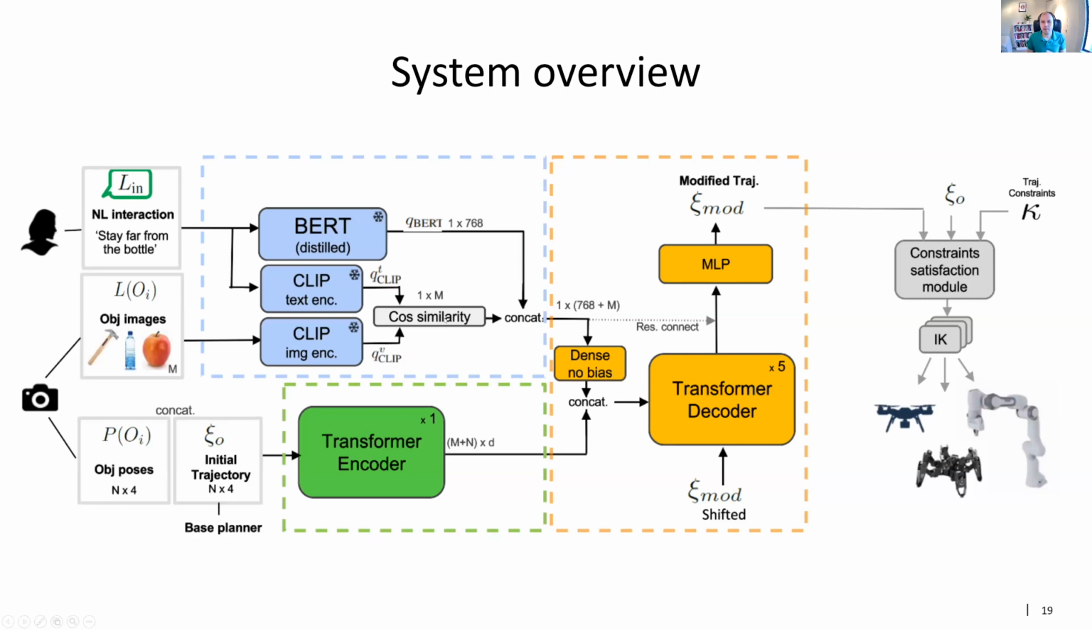Then we trained a few transformer layers on top of these features coming from the language commands, from the images of the environment, and from the geometrical data of the scene. We assumed that we had some object detection network that would find the positions of every object in the environment, like on the tabletop or in the scene. Then we output the modified trajectory for the robots, and execute this using different inverse kinematics modules, either on a manipulator, on a drone, or whatever type of robot you have.